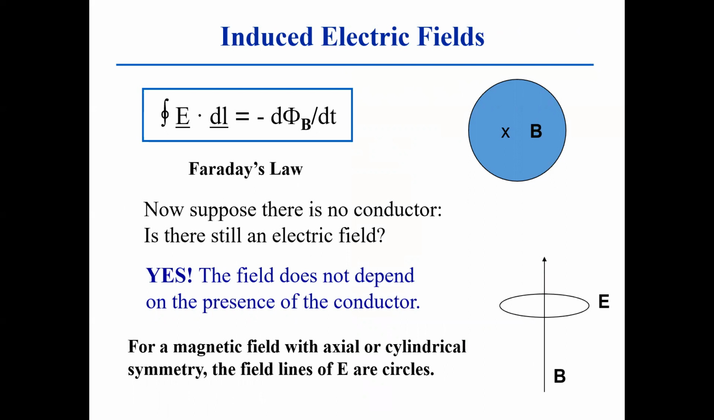Let us go into further detail of the induced electric field. From Faraday's law, now we understand, if we suppose there is no conductor, will there be an electric field? There will still be some electric field. The field does not depend on the presence of any conductor. For a magnetic field with axial and cylindrical symmetry, the field lines of E are circular.